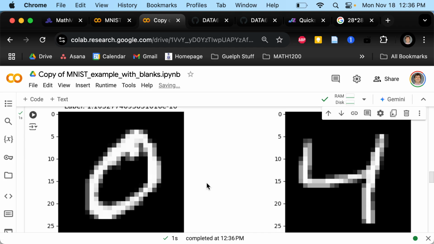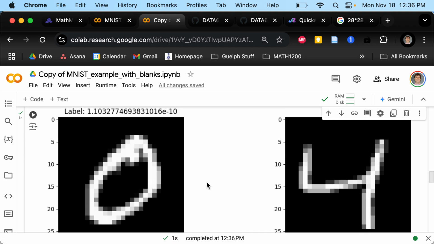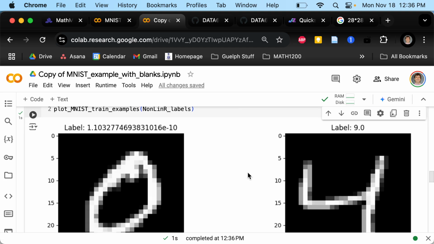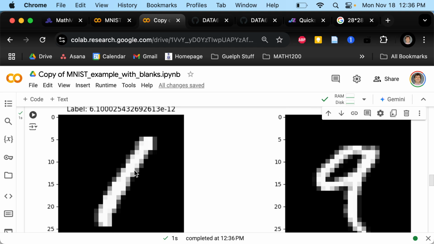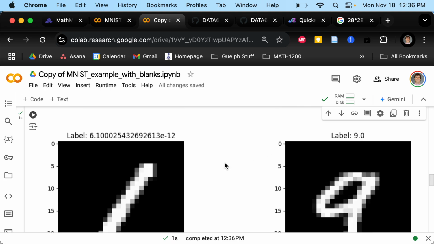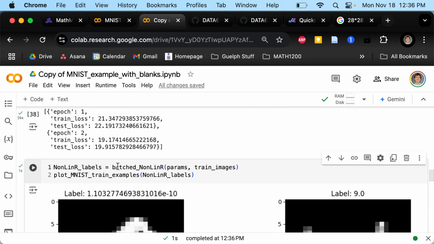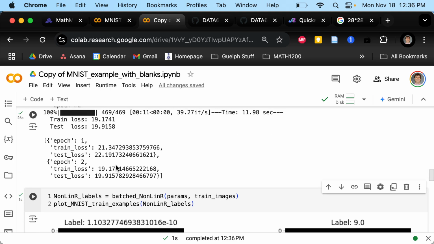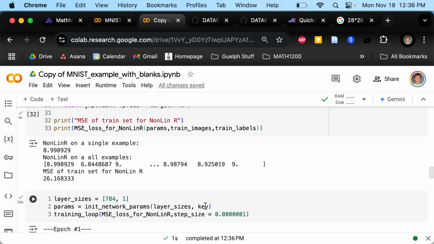Okay, so this is a 0. The computer thinks it's 1 times 10 to the minus 10. Hey, that's pretty good. This is a 4, obviously. What does the computer think this is? 9. Not great. Oh, this 1, it thinks it's a 6 times 10 to the minus 12. This 9, it thinks it's a 9. So I think what it's doing is it's too far into the weeds on one side or the other side. It's always outputting really small numbers or really big numbers that saturate at 0 and 9. So what I have to do in this situation, let me try to fix.